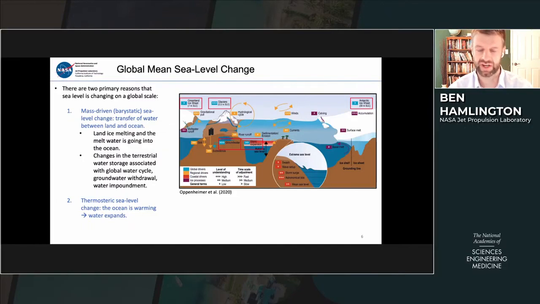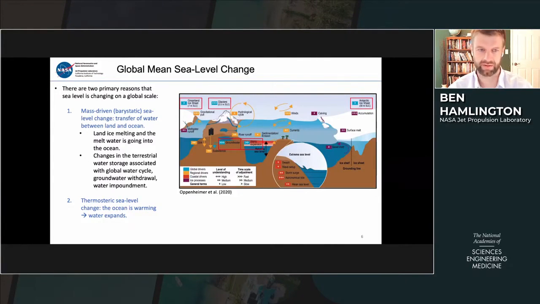The other is there can be changes in terrestrial water storage associated with a change in the global water cycle. So the movement of water between land and ocean on annual timescales. Groundwater withdrawal: if we pull water out of the ground and then put that in the ocean, certainly that's going to impact global sea level rise. And also water impoundment. If we trap water on land, again, that'll impact global sea level rise.